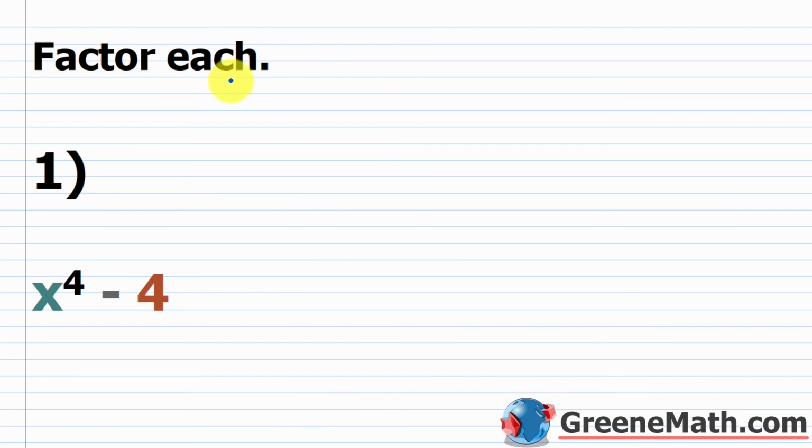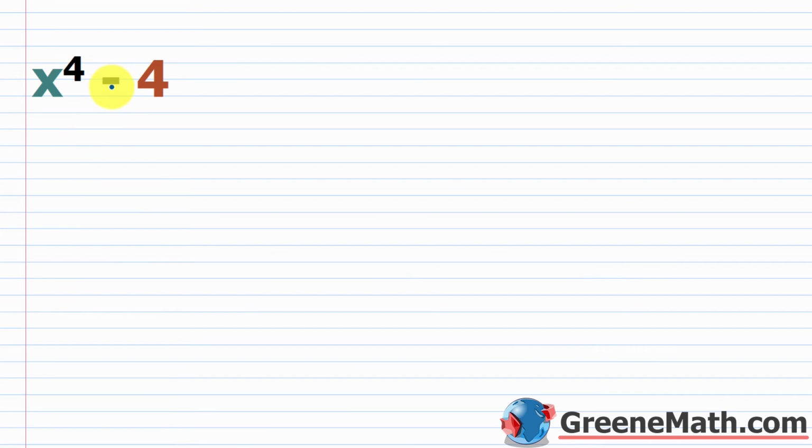All right, let's take a look at our practice test. So we're told to factor each. And for the first problem, we're going to look at x to the 4th power minus 4. Whenever I see a binomial or a two-term polynomial and I have subtraction involved, I'm thinking about, do I have the difference of squares or do I have the difference of cubes?